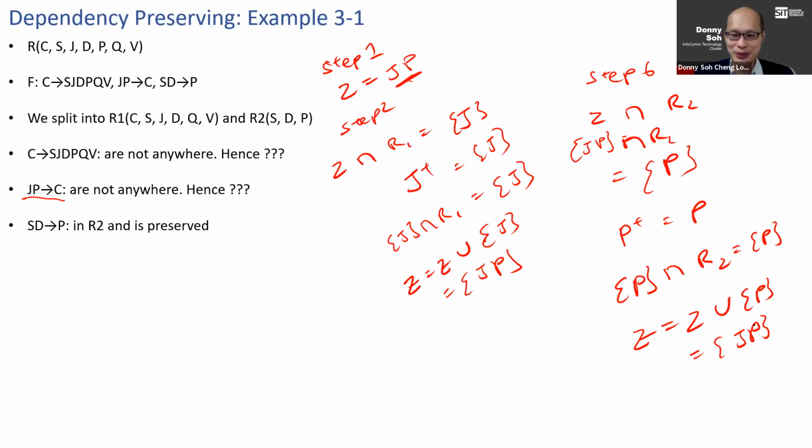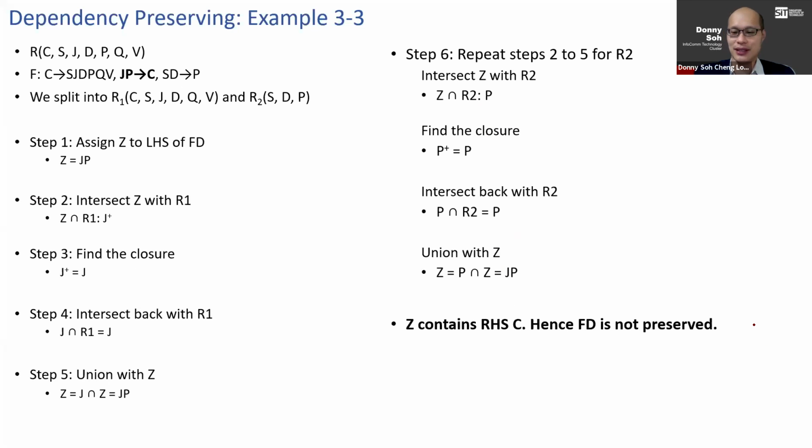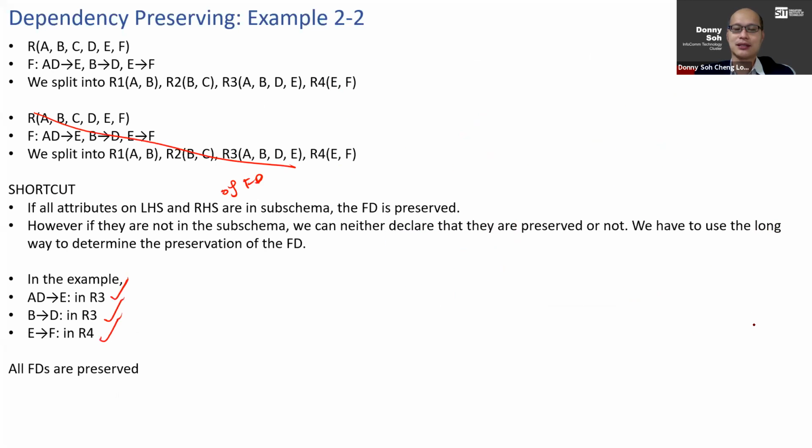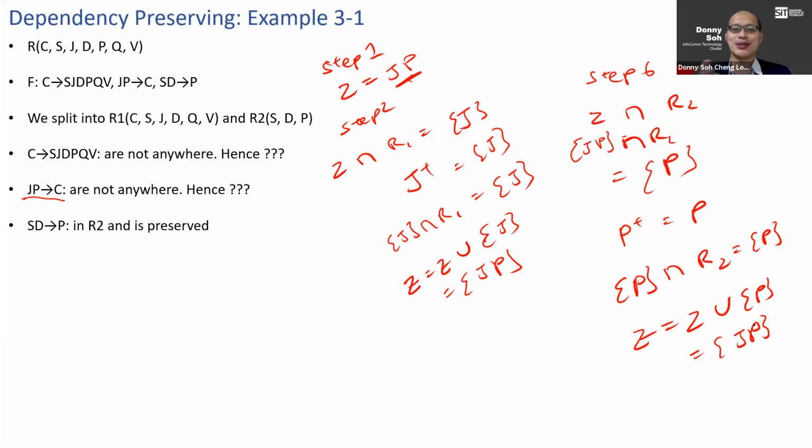Okay, let me check if I screw up or not. Yes, this is correct. So we notice that in this scenario, my JP implies C is not preserved. Notice in this, we have 3 FDs. In this 3 FD, this is preserved, this is preserved, this is not preserved.